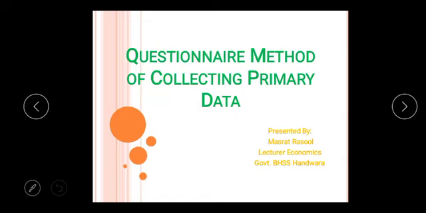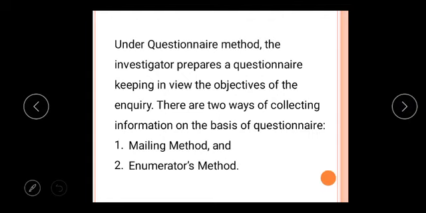In this lecture, we are going to discuss questionnaire method of collecting primary data. Dear students, in our previous lecture, we discussed three important methods of collecting primary data, which are direct personal investigation, indirect oral investigation, and information from local sources or correspondents. Another important method for collection of primary data, which we could not cover in our previous lecture, is questionnaire method of collecting primary data or information through questionnaires and schedules.